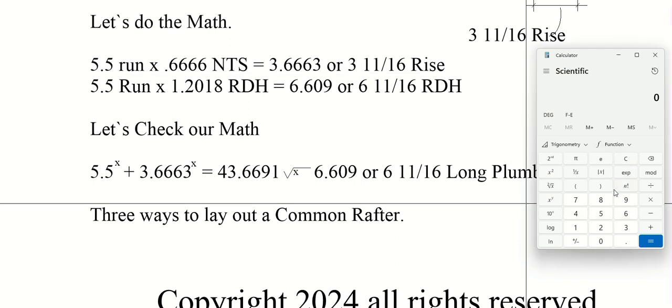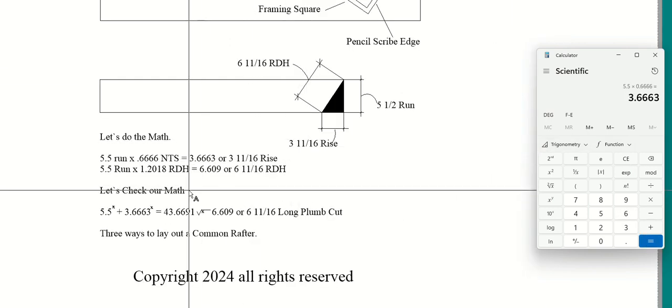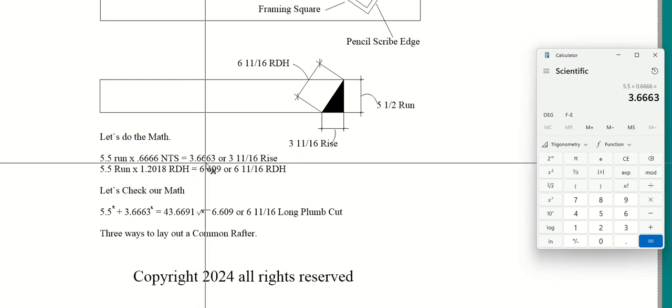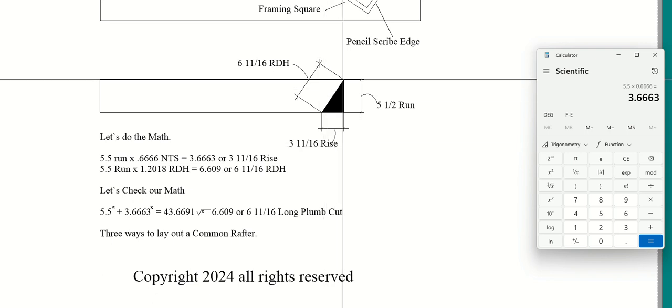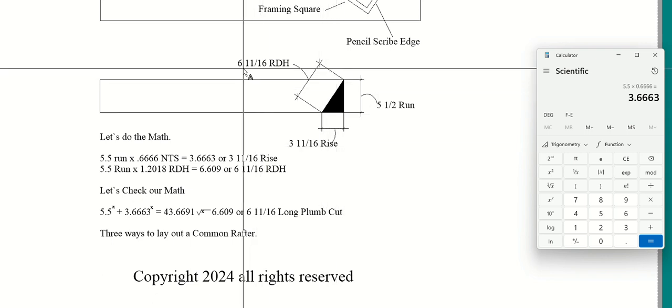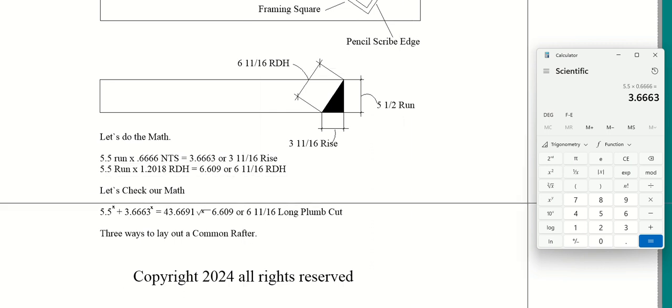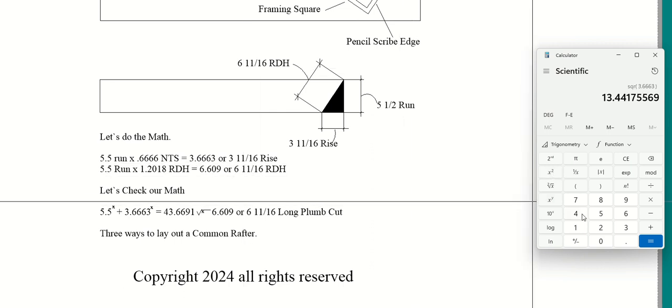So on the calculator, 5.5 times 0.666 equals a rise of 3.6663, 3 11/16. Now if I want to double check myself for this decimal here, for the 6 11/16, I'm going to simply square that number plus my 5.5 inch run squared. I'll add those two together. Square root.